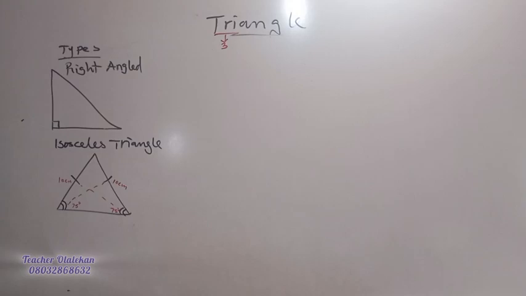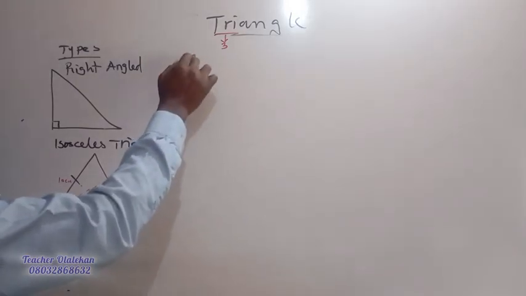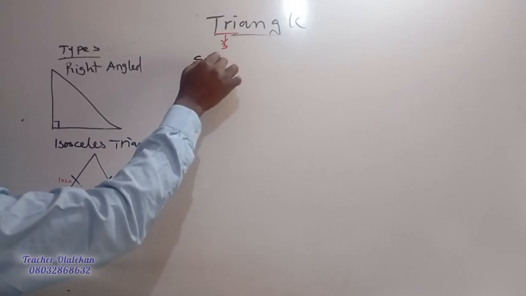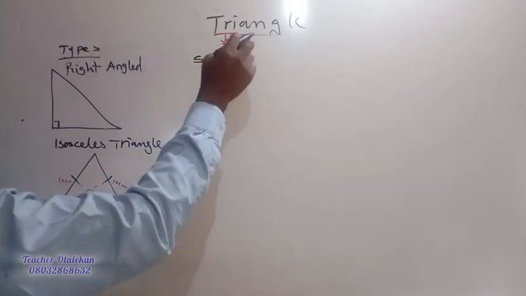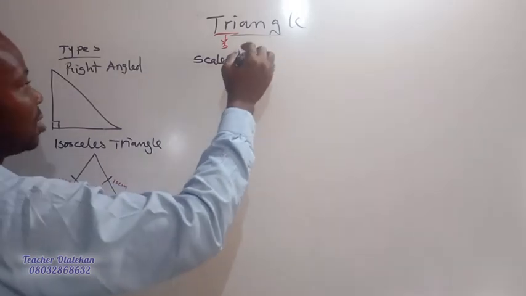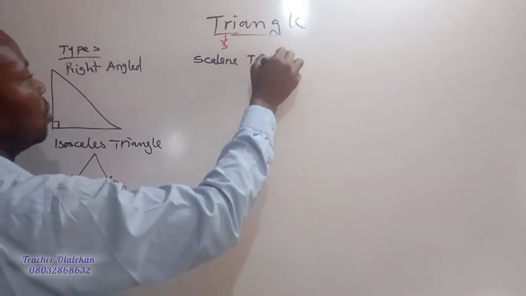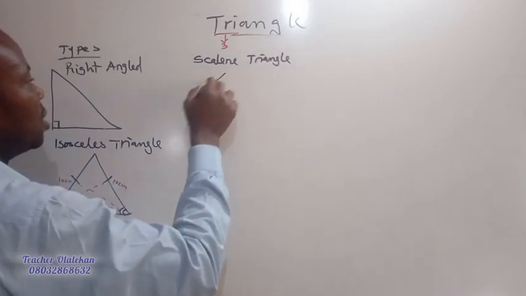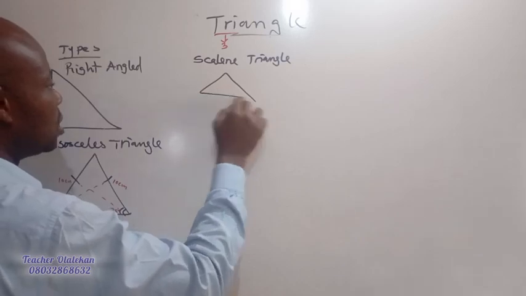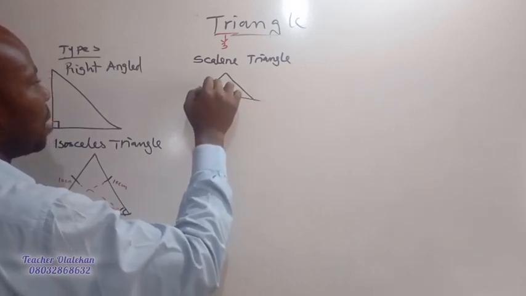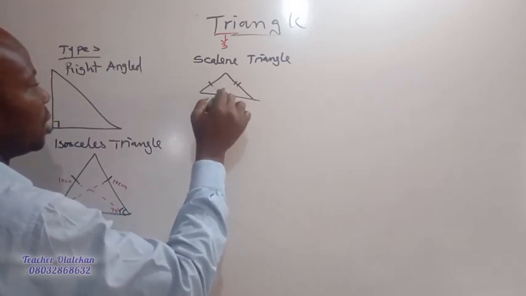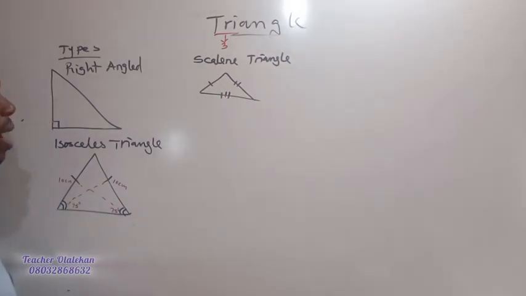So after the isosceles triangle, we have the scalene triangle. A scalene triangle is a type of triangle in which no side and no angle is equal. So meaning this can be 1, this can be 2, and this can be 3. So no sides, no angle is equal.